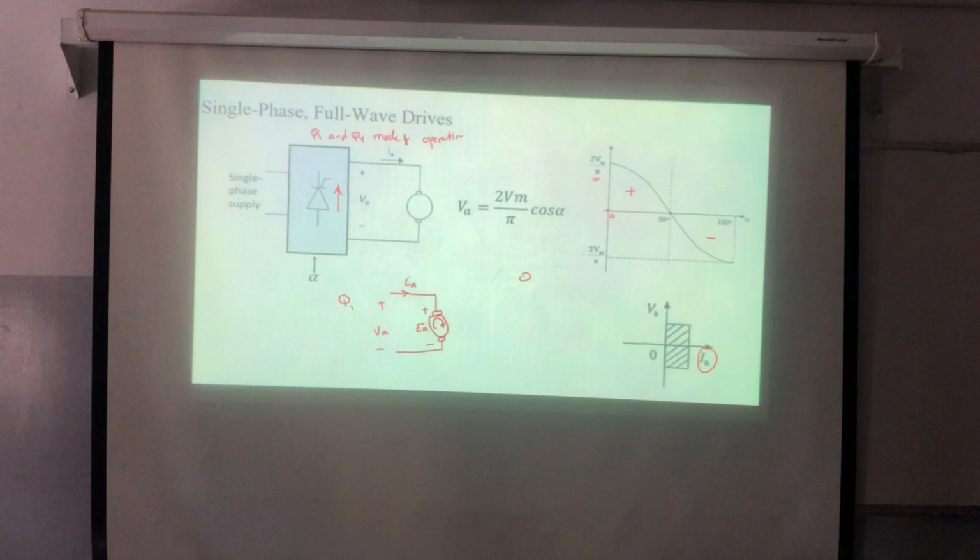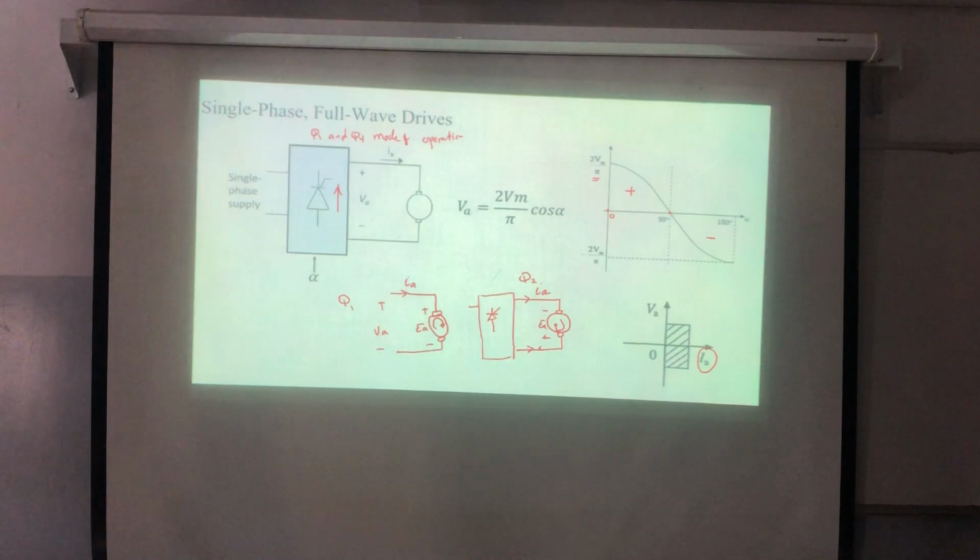And in Q4, in this case, the machine is rotated in the opposite direction. So this will be minus plus EA. Current same direction, and the current is flowing in this direction. This is the IA. And because all the time the current is decided by the direction of the arrow.